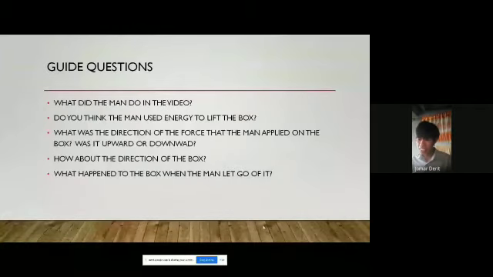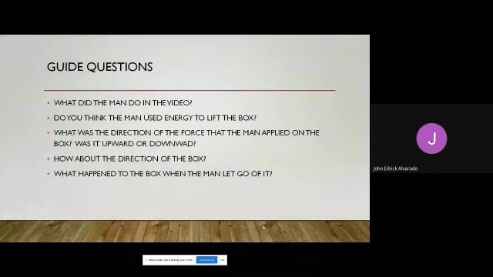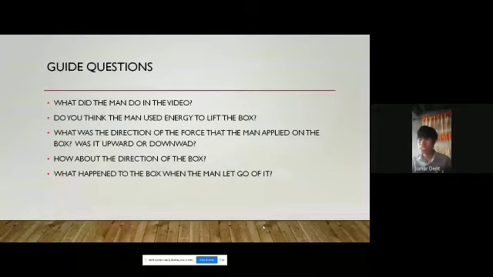Okay, very good. It's upward because the man is lifting the carton or the box. That's why it's upward. What about the direction of the box? Is it upward or sideward? What is the direction of the box when I lift it, is it up also, or sideward, or down? Downward, sir. Upward din, sir.